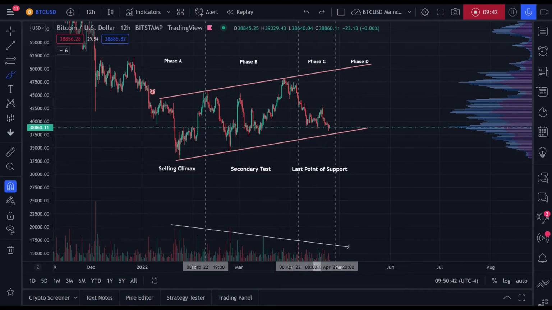So phase C, you finally get the last point of support, okay? And you can have multiple last points of support, but typically you get just one in the phase C, where the market maker, the composite man, attempts to see if there's any last bit of supply left, okay? And in that phase C, you can get a spring, okay? A spring is basically a test of supply below the trading range.